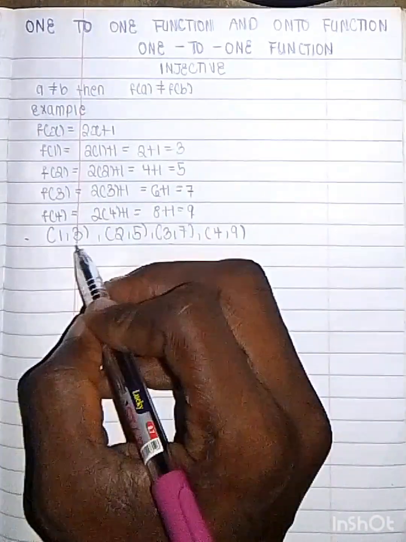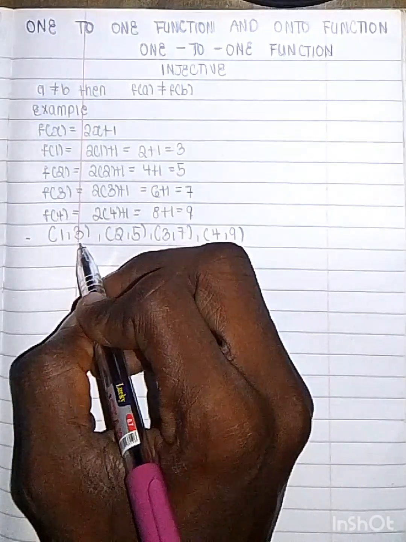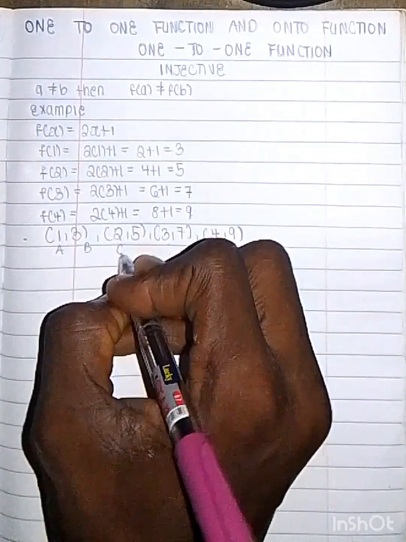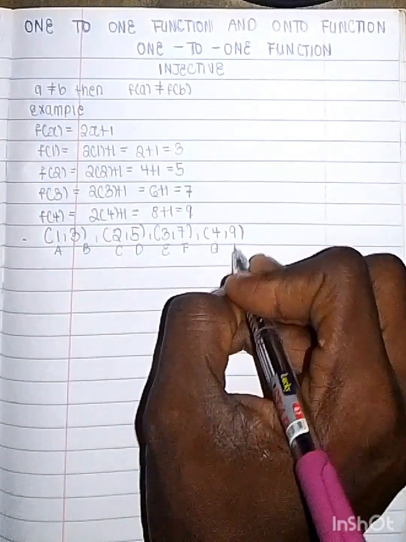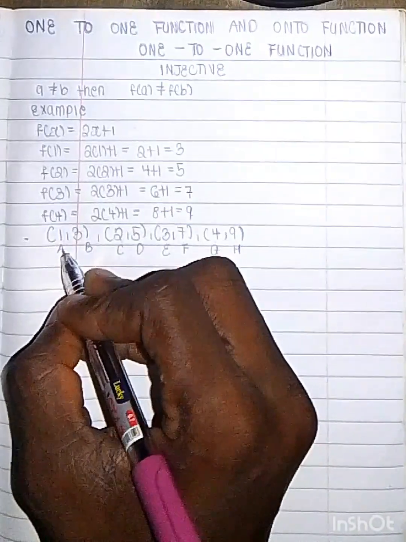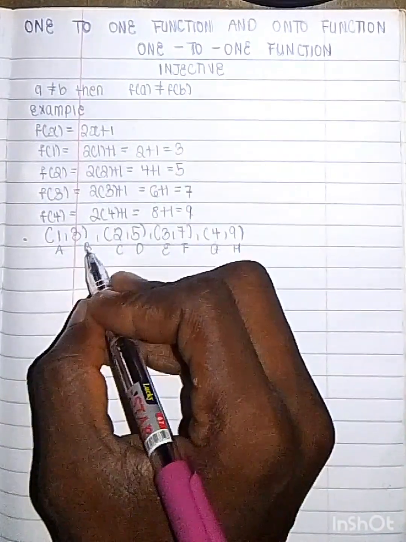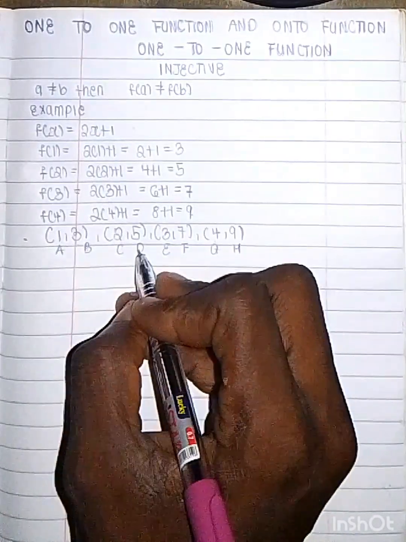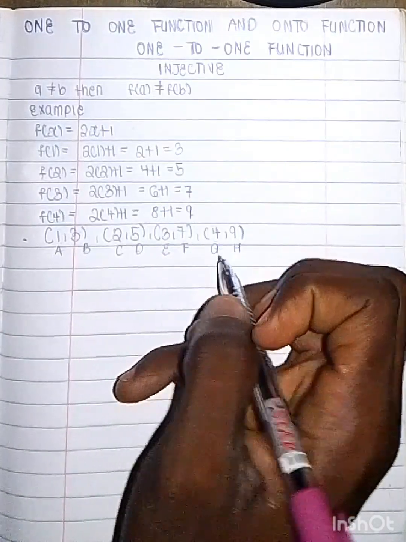Mr. A marries Mr. B. Mr. C can't marry Mr. B. Let's group this as A, B, C, D, E, F, G, H. As A marries B, and as these letters are different, C cannot marry B, and instead marries D. The same thing with E and F, G and H.